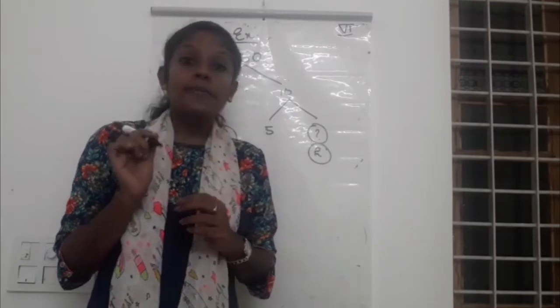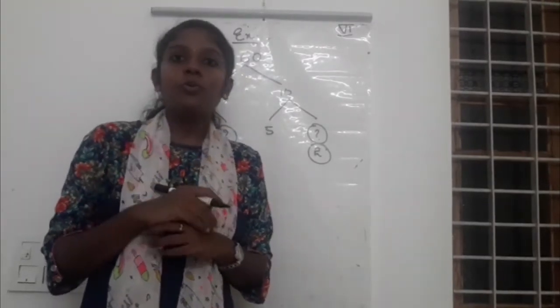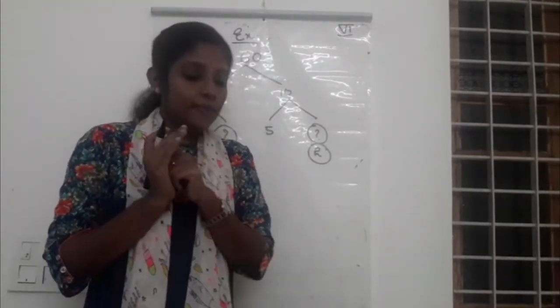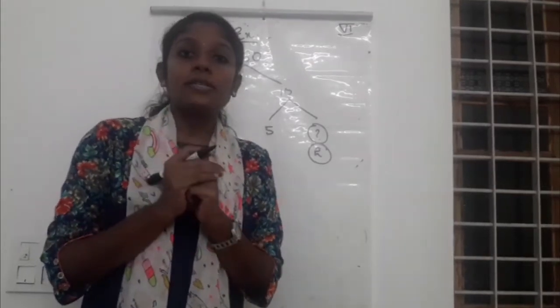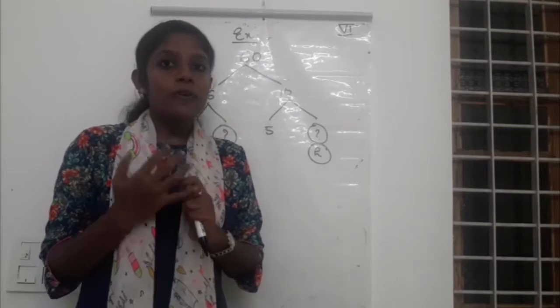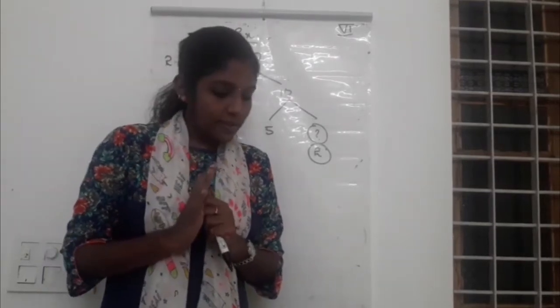One more question is given to you. You can do it as homework in your notebook. When I give you the notes, I will be giving it as homework. That is also a very simple question related to the prime factorization tree of 60. Now we will move to the next question.